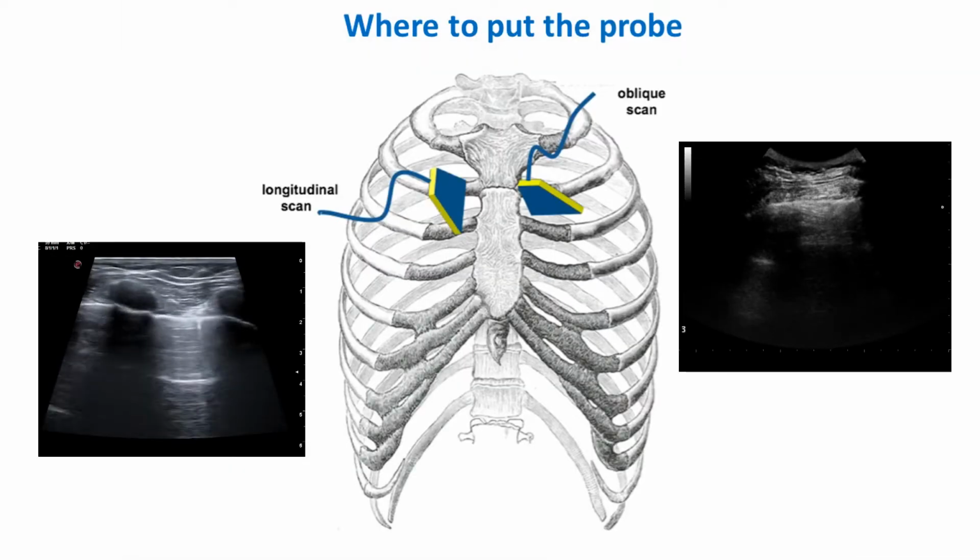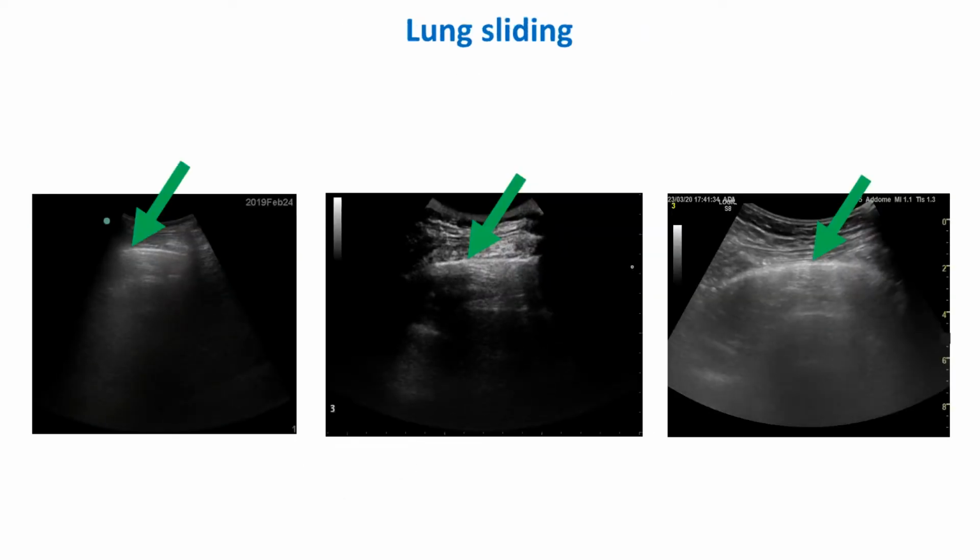The probe can be positioned in either a longitudinal manner, that is, perpendicular to the ribs, or transverse, that is parallel to the ribs. In this video we will show the transverse approach, which avoids the interference of the ribs. The first step is to visualize the pleural line, this hyperechoic horizontal line indicated by the green arrows, and the lung sliding, the horizontal movement of the pleural line synchronous with respiration.